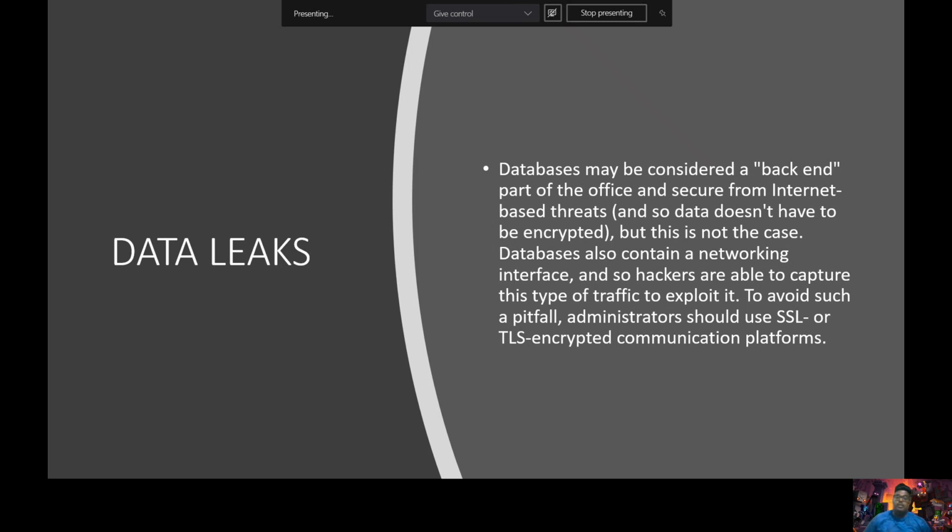Data leaks are very common, and you might not know it is happening. You will get the copy, but that same copy will go to another person too. To avoid this problem, the administrator should use an SSL or TLS encrypted communication platform, which is safer, so that you won't have this kind of data leakage, where the person in the middle also gets a copy and tries to infiltrate the data.